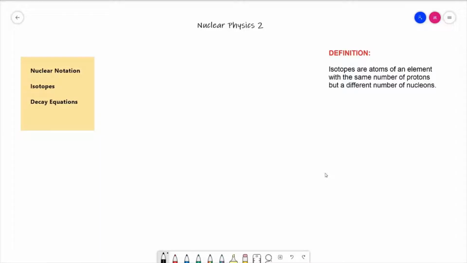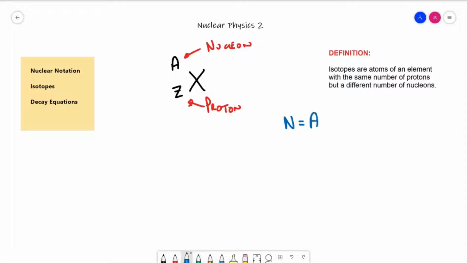Now back in Lesson 1 we looked at nuclear notation and we saw that a general form of writing down nuclear notation for a nucleus looked like that, where A was the nucleon number and Z was the proton number. In order to calculate the number of neutrons in a particular nucleus, we take the nucleon number, nucleon of course being a collective term for protons and neutrons, and from that we subtract the proton number.